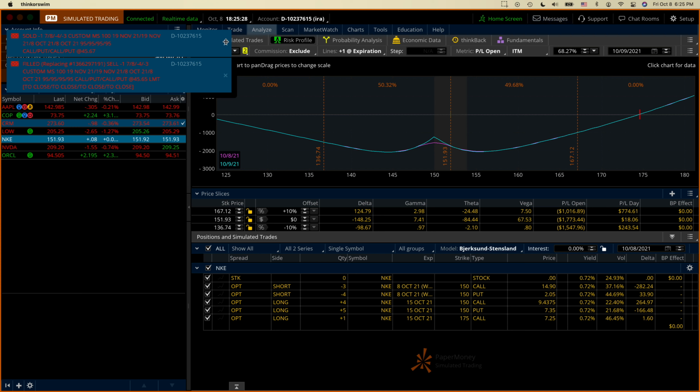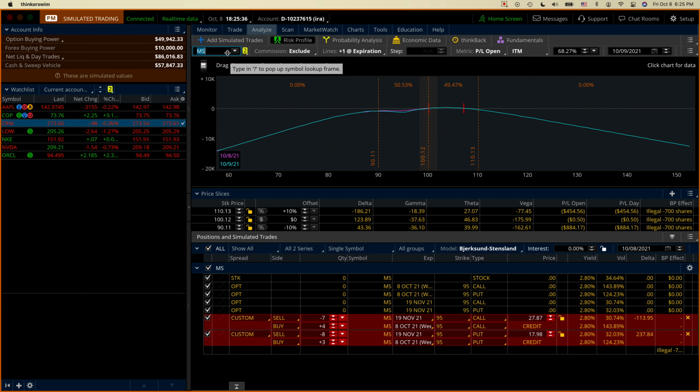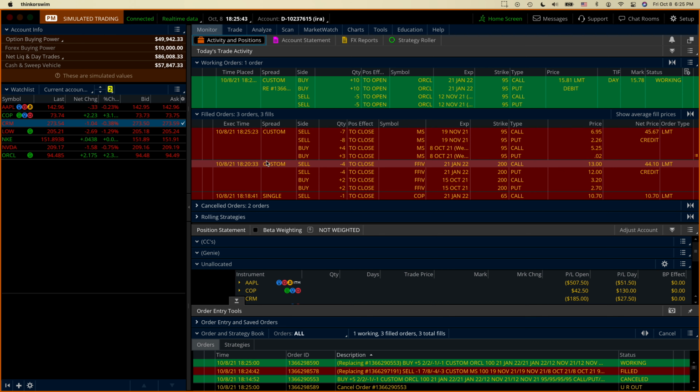Okay, we got the MS fill, which is a good thing. Let's check that out before we move on. Morgan Stanley, MS. Yeah, that's gone. All right. So the double trade worked out. Sometimes it's harder to fill it up, so you can split it, call side, put side. That's your choice. Okay, let's move on to Nike again.